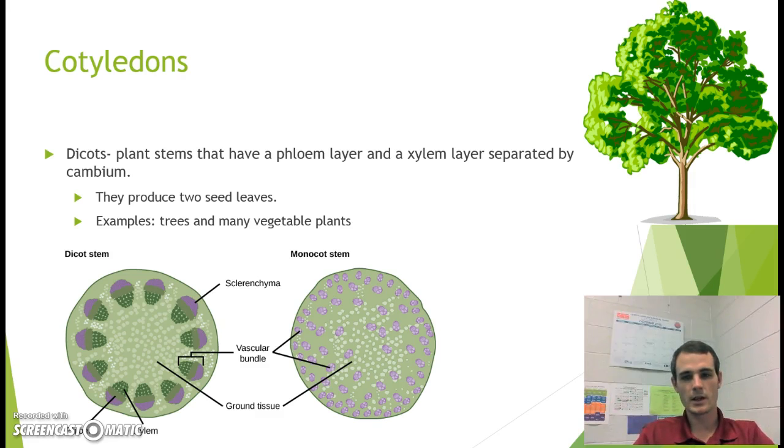And so dicots are plant stems that have a phloem layer and a xylem layer separated by cambium. Dicots, you think more complex plants. You want to think trees, shrubs, even a lot of vegetable plants like tomatoes and cucumbers. Those are dicots. They're more complex. They produce 2 seed leaves when they come out of the ground. So they're not like grasses, which are monocots. And you're going to have branches on them. Monocots, when you think grasses, they don't have stems and branches and all that. Only dicots are going to have those more complex plant structures.